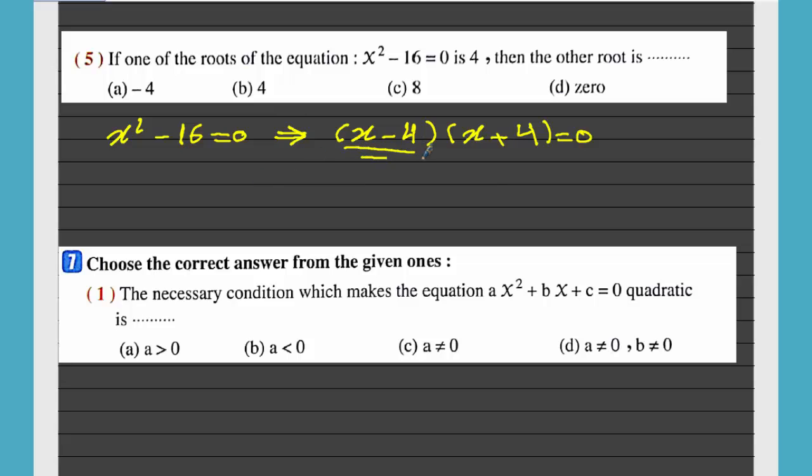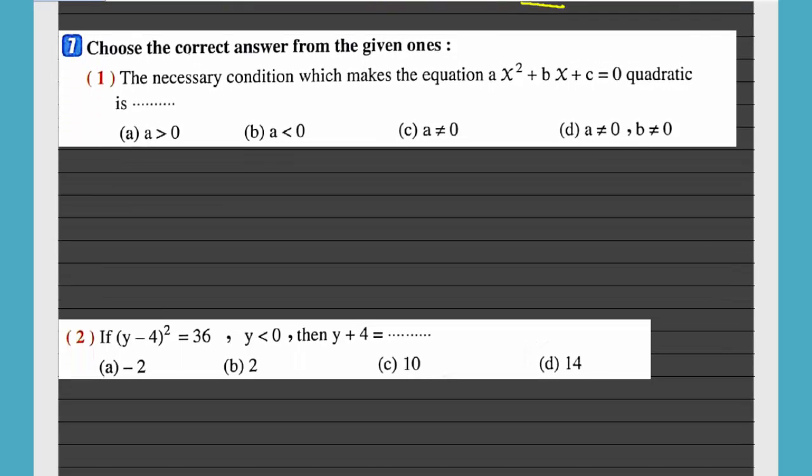x minus 4 equals 0. It means x equals 4. x plus 4 equals 0. It means x equals negative 4. So we have 4 is a root of the equation, one of the two roots. So the other root is negative 4, and we choose letter A.